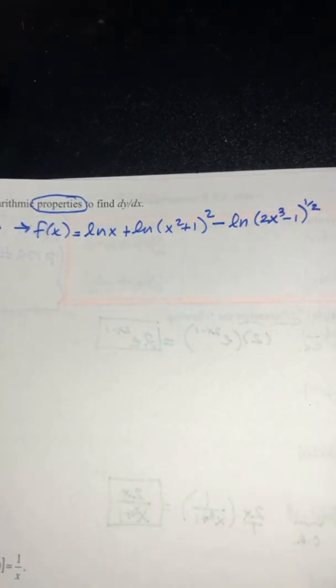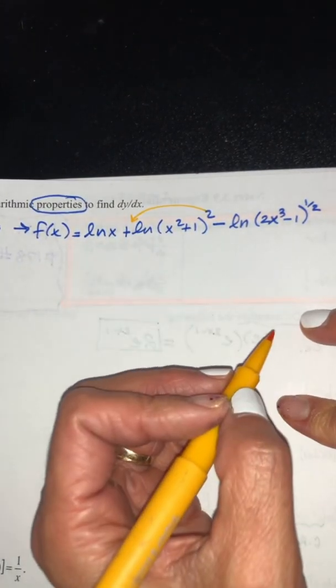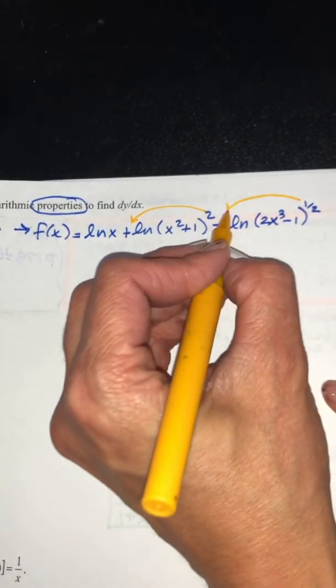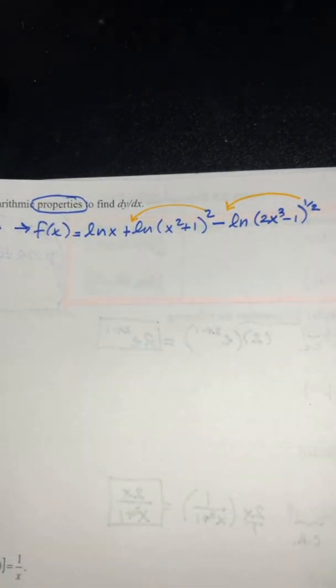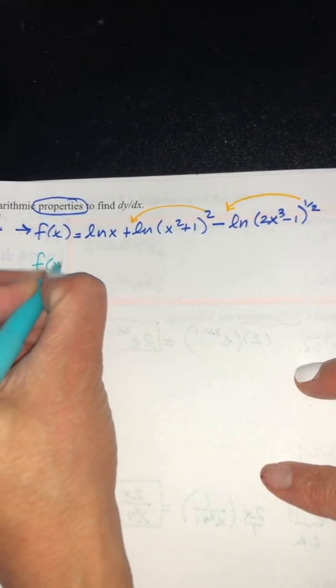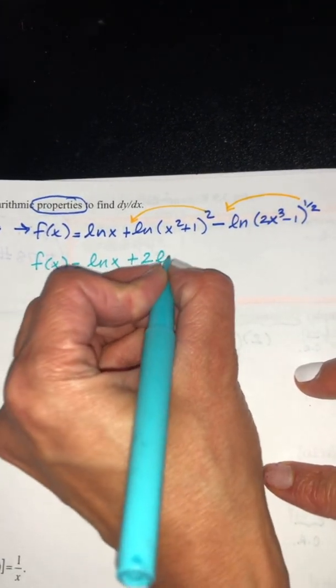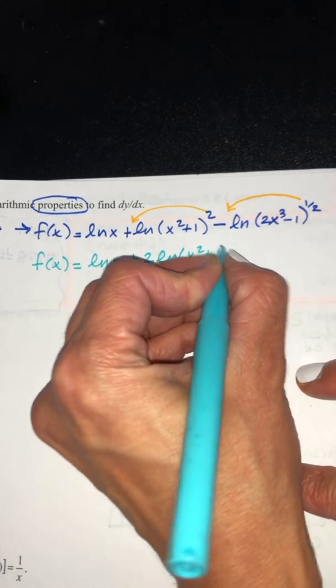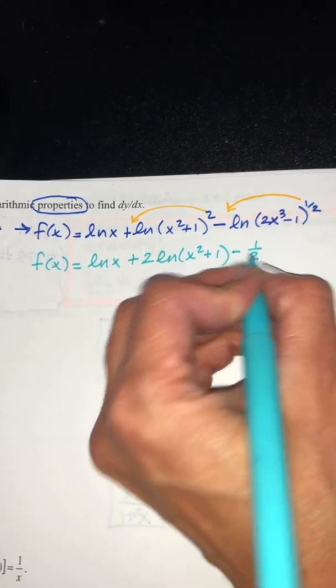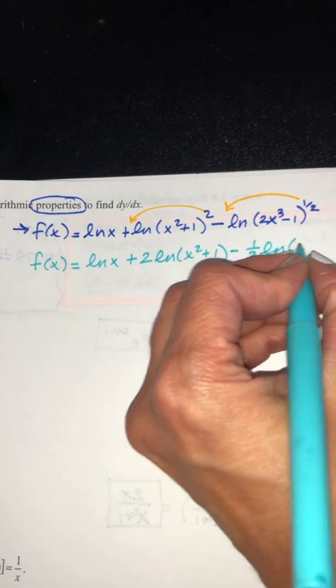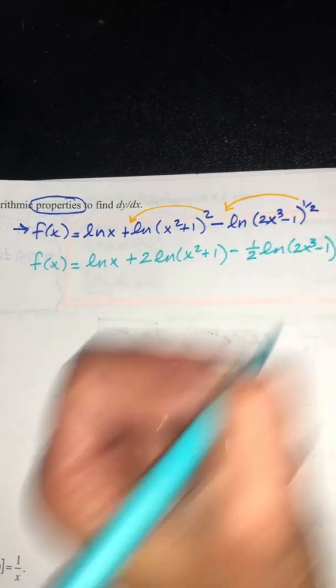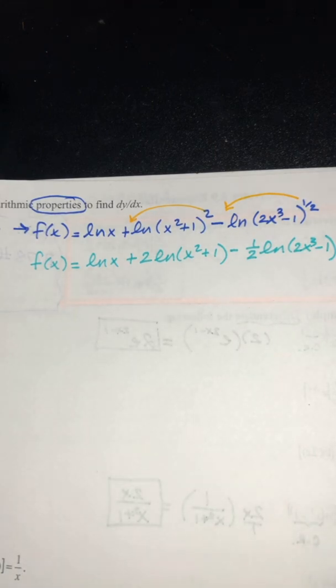All right, so we're not fully expanded yet until we drop those exponents. This exponent of 2 drops to the front of the log. This exponent of 1/2 needs to drop to the front of the log. So I'm going to rewrite it, and we'll get f of x equals the natural log of x plus 2 natural log of x squared plus 1 minus 1/2 natural log of 2x cubed minus 1. Okay, we haven't even taken a derivative yet.